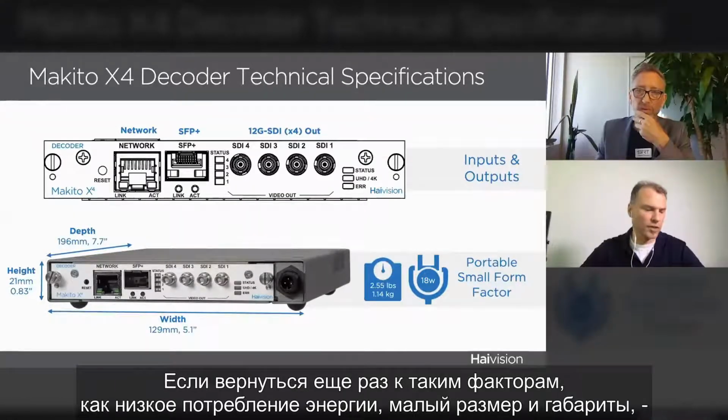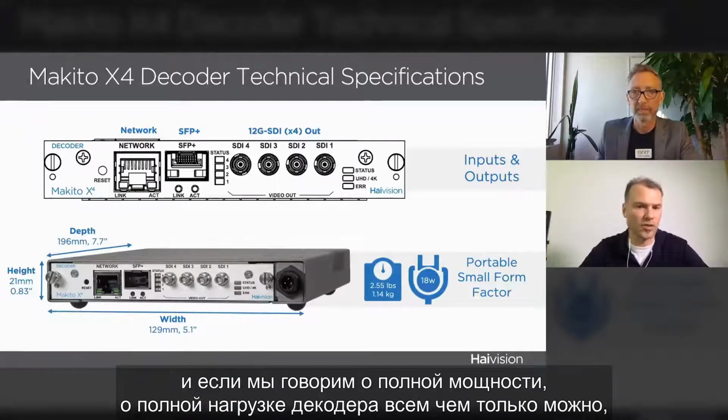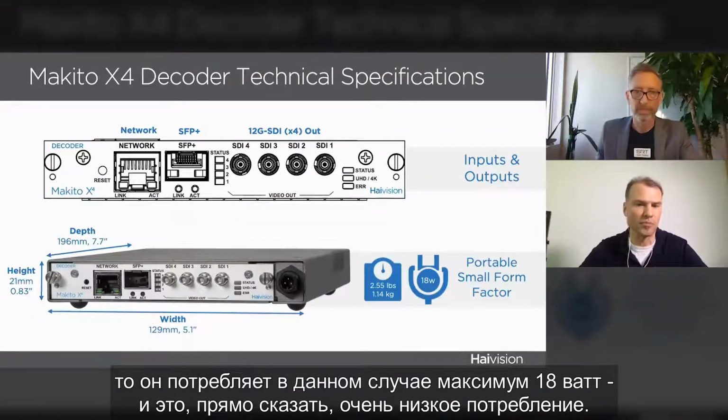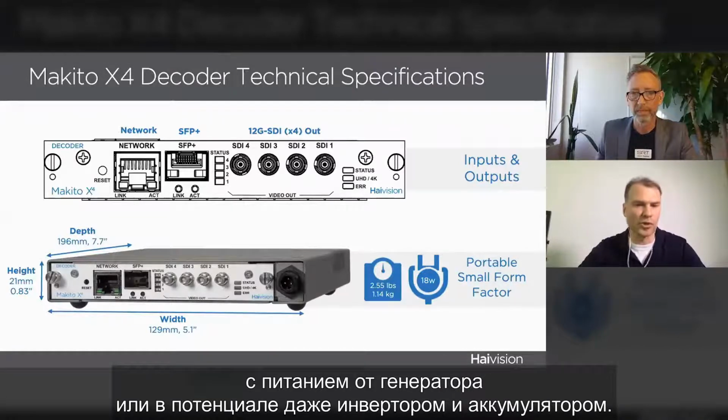And just go back a little bit to the low power and the size and form factor. Again, this is just to reiterate the fact that we're talking about a 4K UHD decoder here, right? So we're talking about full capacity, fully loaded, full everything. It's maximum 18 watts, so super low power, which makes it really suitable for portable field deployments, powered by either a generator or potentially even inverters and battery packs.